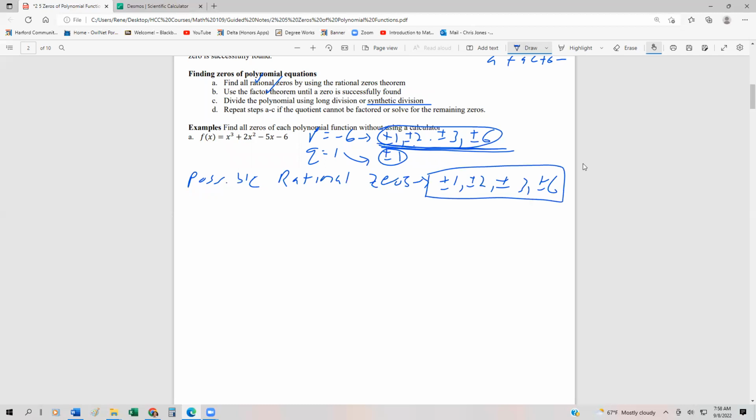Now our job, for part A, is to find one of those values that when we plug it in for f, we get 0. I always try to start with the easier ones, so start with 1 or -1 and see what happens. For part B, f at 1 is going to be 1 cubed plus 2 times 1 minus 5 times 1 minus 6. If we compute that, that's going to be 3 minus 11, which is -8. So we know that 1 is not a 0.